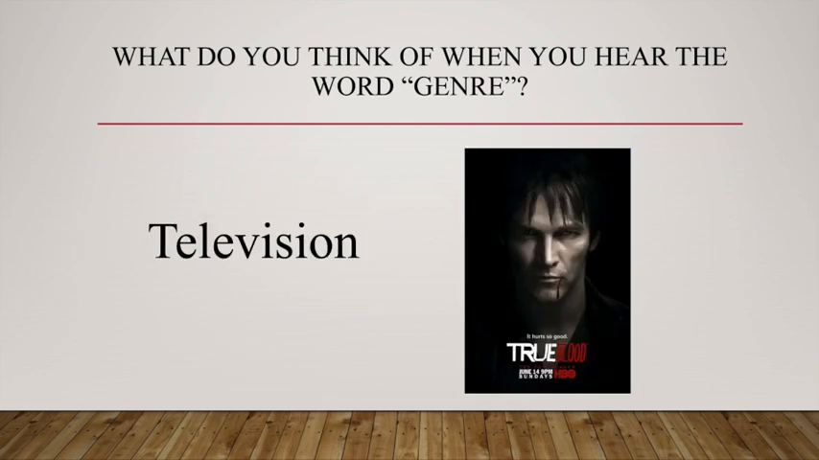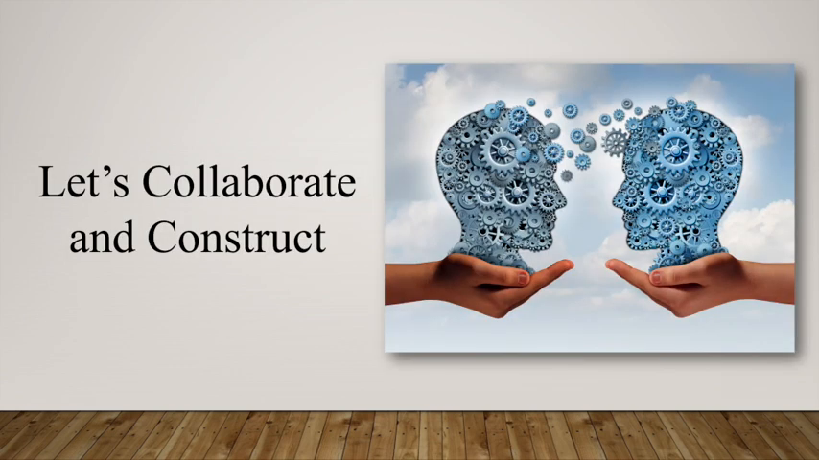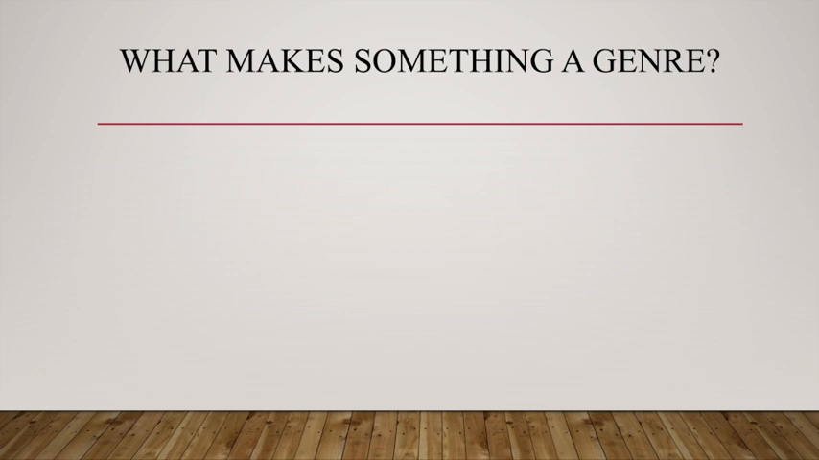And then perhaps maybe even some television genres, right? Such as this one, True Blood, which I actually haven't seen, but I understand it to be something of the vampire or perhaps sci-fi nature. So let's take those ideas and let's extend them just a little bit. And here's the section where we're really going to think about how we can construct this idea of genre through things that we're already familiar with or encounter.